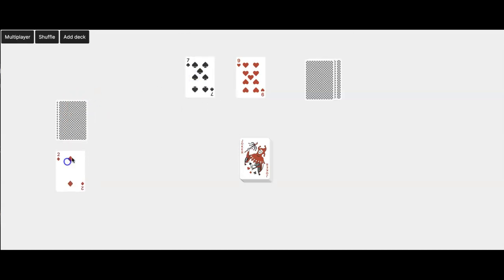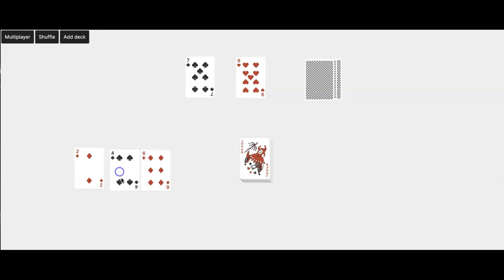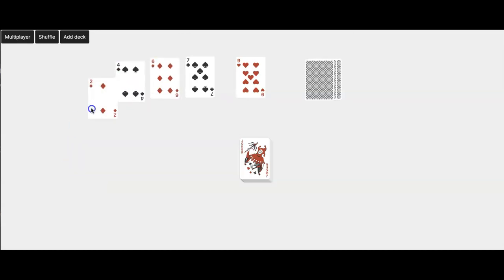Let's do it again. Now we're going to compare it to 2. 6 is higher. 4 is higher. Flip these 2 over. And do it again. 4 is lower than 6. So we've got our 6 lower than 7, 4 lower than 6. Now we've got these in sequential order.